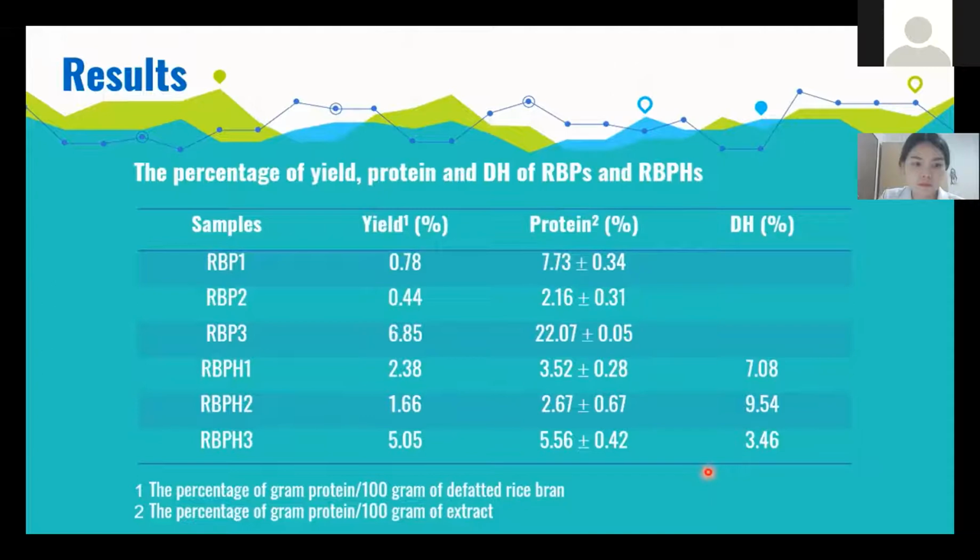For the percent degree of hydrolysis, the RBPH2 showed the highest value at 9.54%, and RBPH3 showed the lowest DH percent at 3.46.